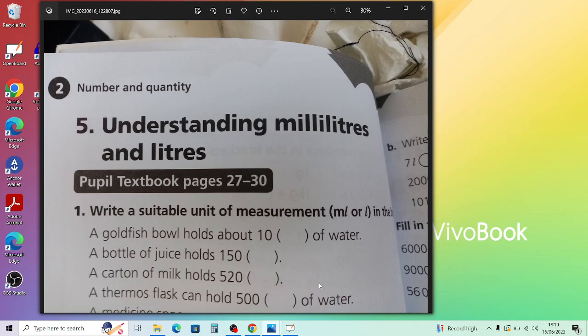So a milliliter is a very small amount, and you understand that. A typical bottle of drinking water is around 1 liter. So just get your head around that. A goldfish bowl probably holds 10 liters of water. A bottle of juice will be 450 milliliters. Again, 150 liters is a very large amount. A carton of milk, again, milliliters, and so on and so forth. And a soft drink, milliliters, the symbol for that is ml.